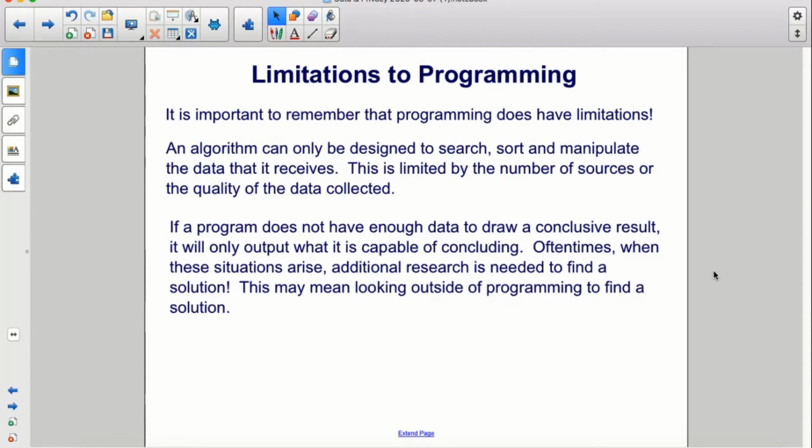It is important to remember that programming does have limitations. An algorithm can only be designed to search, sort, and manipulate the data that it receives. This is limited by the number of sources or the quality of the data collected. If a program does not have enough data to draw a conclusive result, it will only output what it is capable of concluding. Oftentimes, when these situations arise, additional research is needed to find a solution. This may mean looking outside of programming to find a solution.